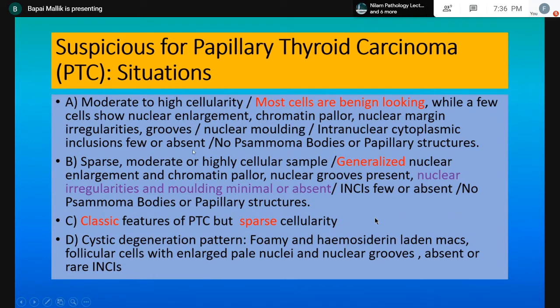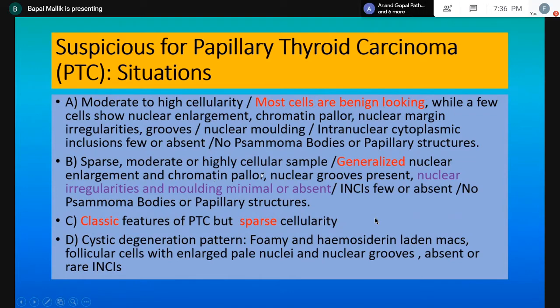Intranuclear cytoplasmic inclusions are going to be very few, or let us say that they are going to be absent most of the time. And even if there are a few, well, it goes into something else. And there are no psammoma bodies or papillary structures seen, as I've mentioned in the previous slide. So the first one is a situation where most cells are benign and a few cells show these features.